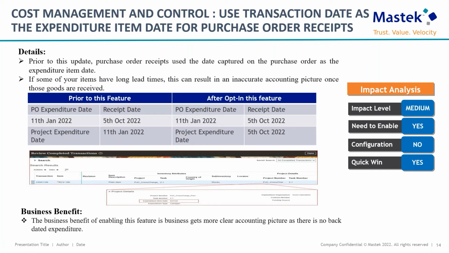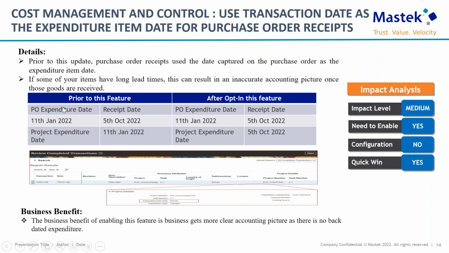Let's move to another opt-in feature, which is from cost management and control. The name of the feature is use transaction date as the expenditure item date for purchase order receipts. Prior to this update, PO receipts used the date captured on the PO as the expenditure item date. But one can enable this feature from the opt-in option and pass the cost accounting and receipt accounting, taking the transaction date as the expenditure date.